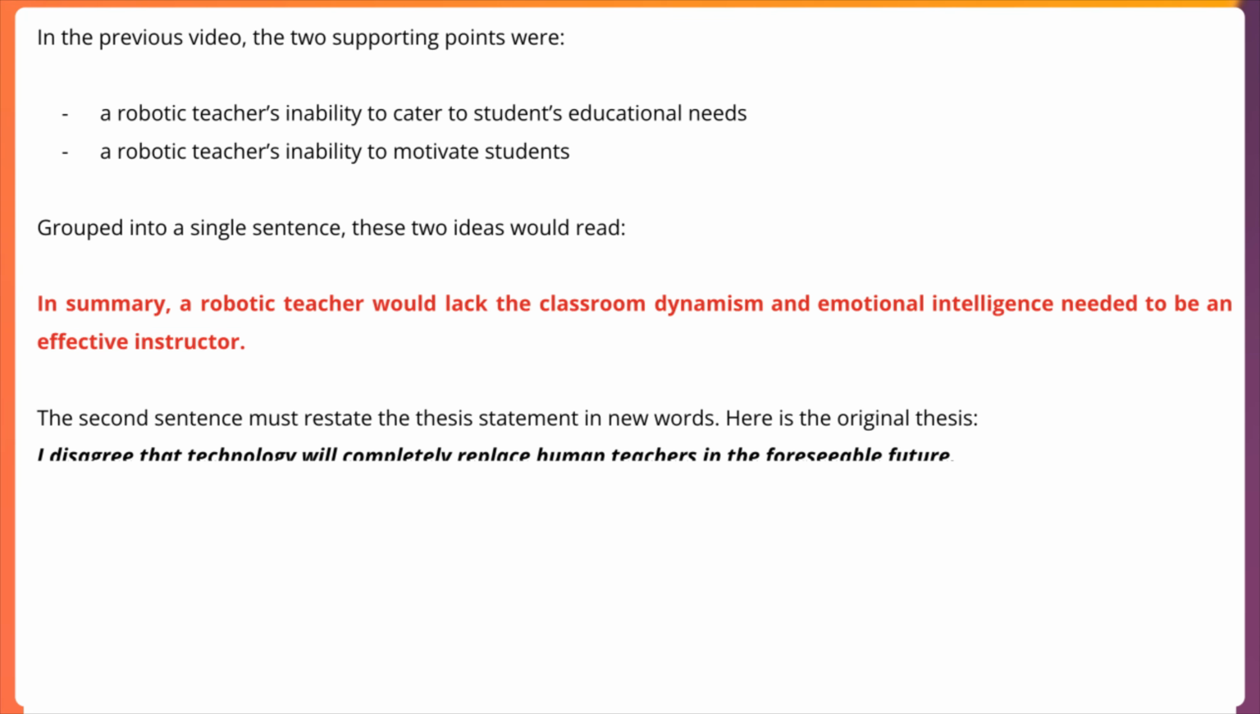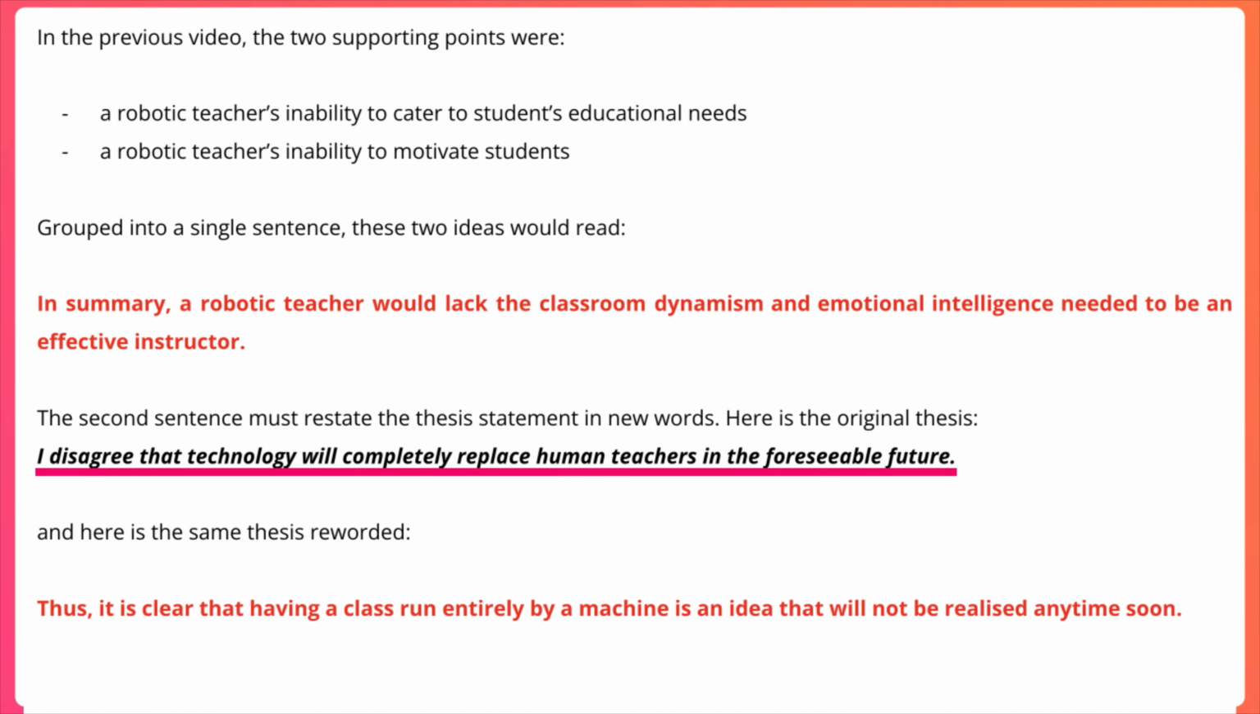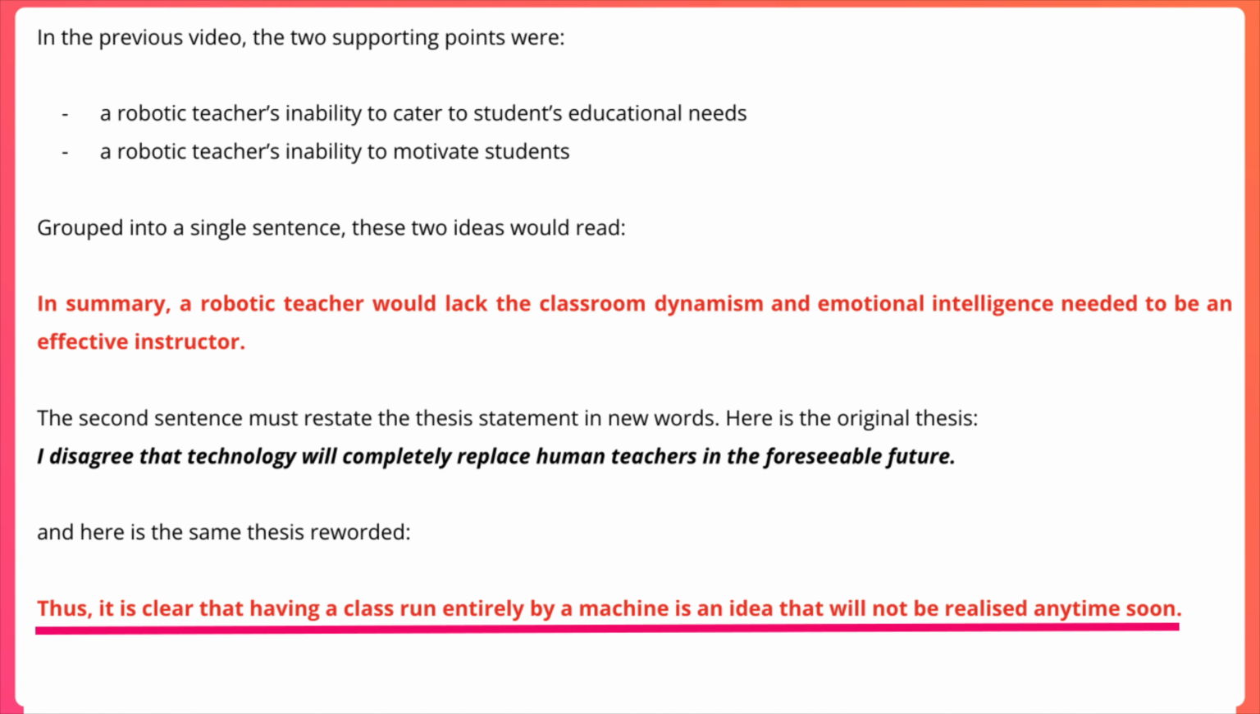The second sentence must restate the thesis statement in new words. Here is the original thesis. I disagree that technology will completely replace human teachers in the foreseeable future. Now this thesis statement is reworded as, thus, it is clear that having a class run entirely by a machine is an idea that will not be realized anytime soon. This is just the rephrasing of the thesis statement that we used in the introductory paragraph.